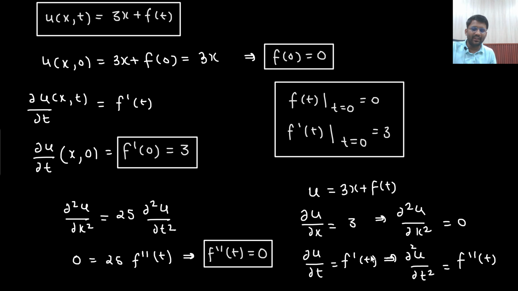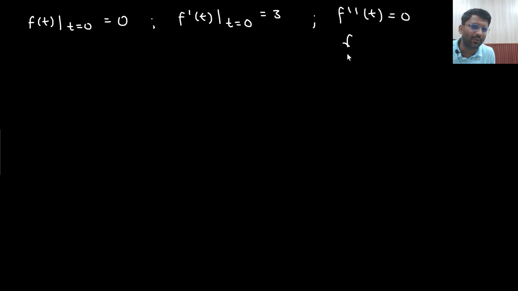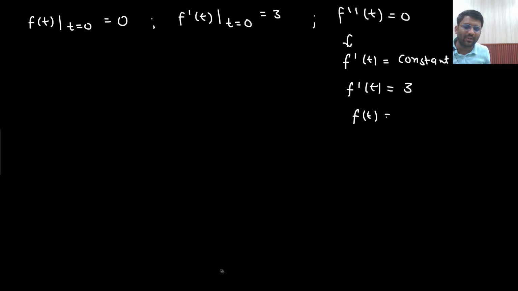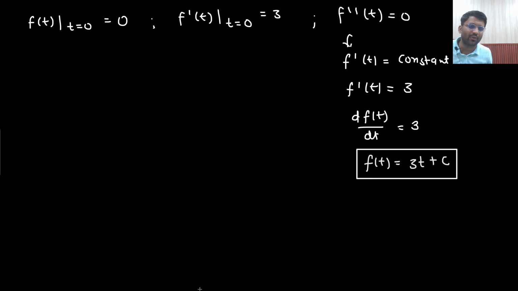So if f double dash t is always 0, what can you conclude from here? That means sir, f dash t has to be constant. And you know the value of f dash t at t equals 0. That means sir, f dash t is always nothing but 3 only. So what will be the value of f of t? Sir, what is the meaning of f dash t? Sir, the meaning of f dash t is df by dt. That is equal to 3. So from here sir, the f of t value comes out to be 3t plus c.